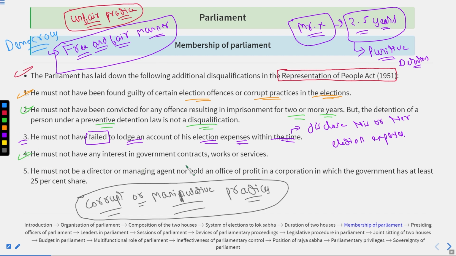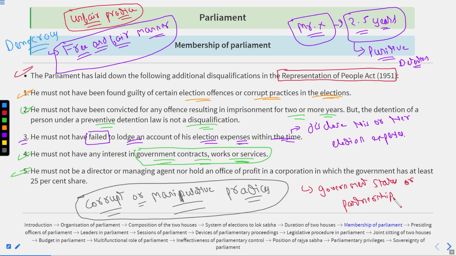He must not have any interest in government contracts, works, or services. Thereafter, he must not be a director or managing agent, nor hold an office of profit in a corporation in which the government has at least 25% share. Because this shows government stakes or partnership in that particular organization. All right. That is the thing.